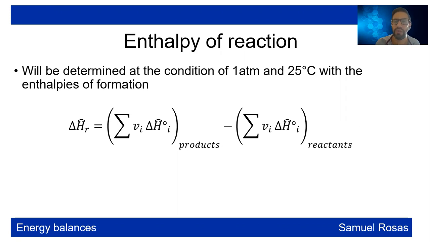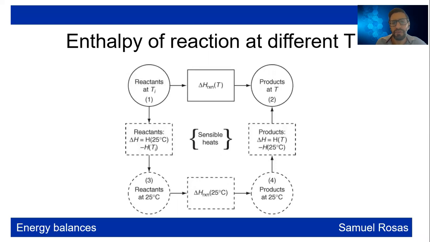which means that it's going to be an exothermic reaction. If we have different temperatures, instead of doing the enthalpy of reaction at different temperatures, we can take this route, this thermodynamic path. We can state the reactants at this temperature, then with the integral of Cp dT, which we have already seen, we can go from Ti, the initial temperature, to 25 degrees Celsius, do the enthalpy of reaction at 25 degrees Celsius, and then get from 25 the products to the final temperature.